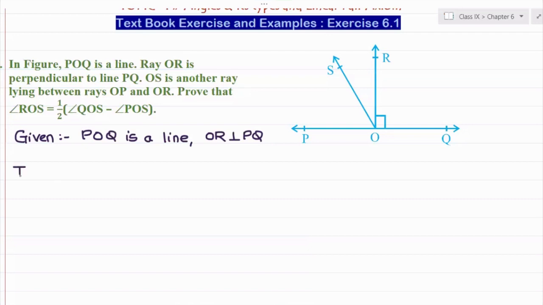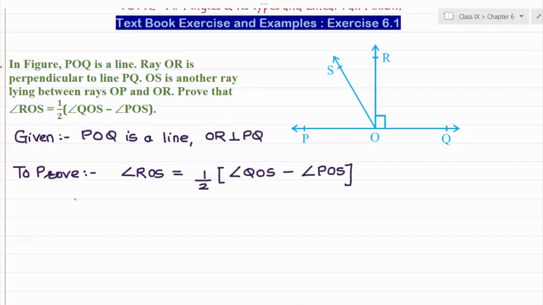Now, what we need to prove here, that we shall mention. We need to prove here that angle ROS is equal to 1 upon 2 into the bracket angle QOS minus angle POS. That we need to prove. Okay, now let us see how to prove. So we shall write down here first of all the proof.